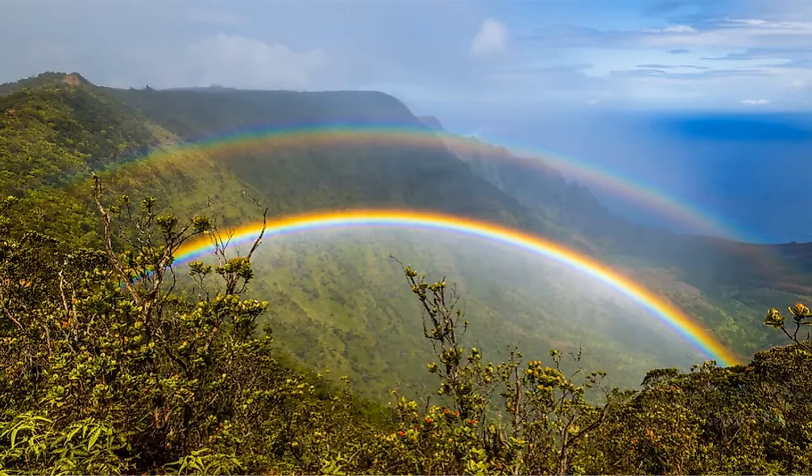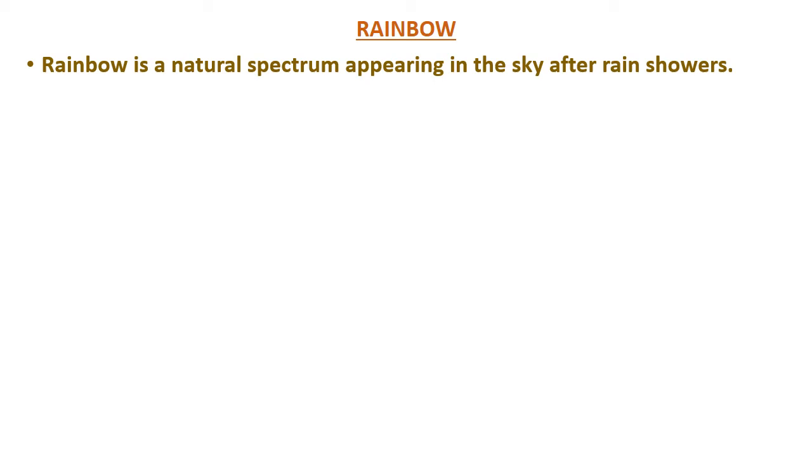Now the next topic is formation of rainbow. So we are very much familiar with the rainbow. In the rainbow also there are 7 colors. And the formation of rainbow is the same as the process of dispersion of light. Now let us understand how the rainbow is formed. First let me define rainbow as a natural spectrum appearing in the sky after a rain shower. So rainbows are mostly seen in the sky after the rain shower. Now let us discuss how the rainbow is formed.